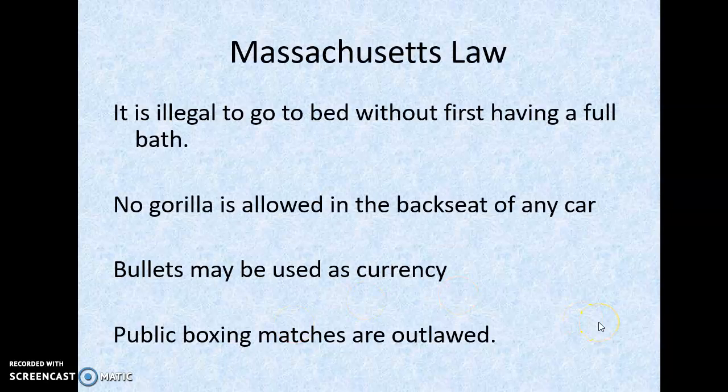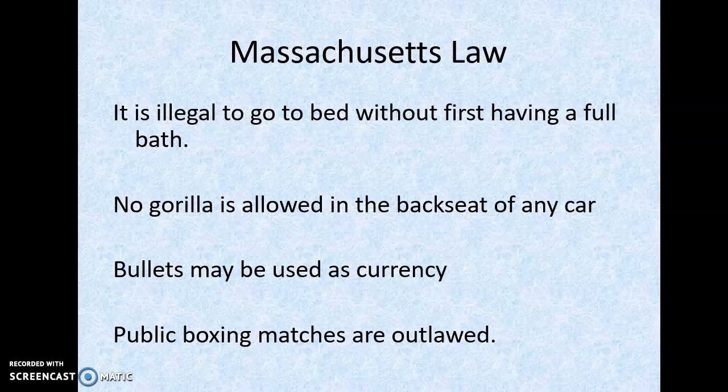All right, so last time we were talking about crime and what it means to be a deviant. And just as a kind of a review, I have some outdated Massachusetts laws, such as it's illegal to go to bed without having a bath or no public boxing matches. Students usually get a kick out of bullets being used as currency. And also, if you have a gorilla, please make sure it's not riding shotgun.